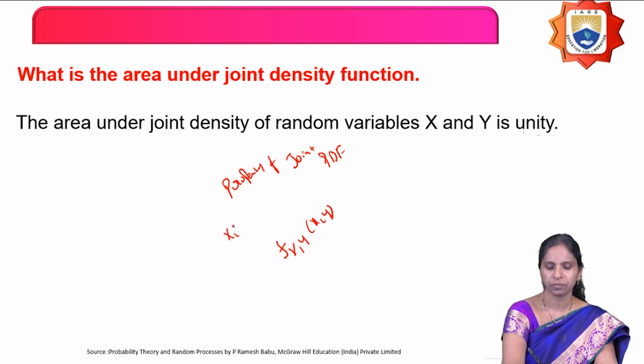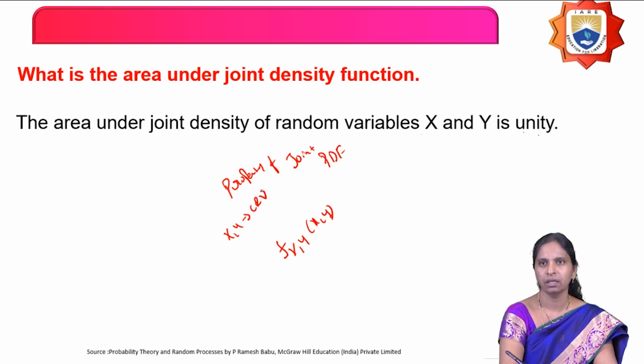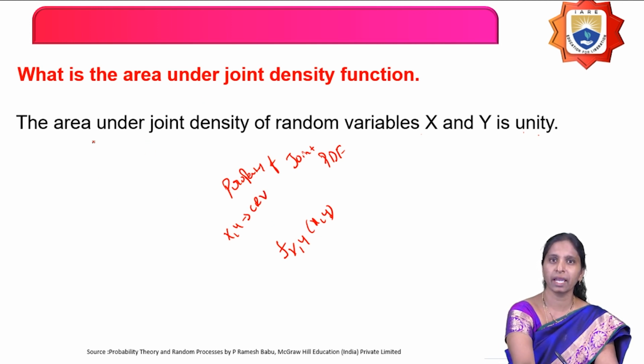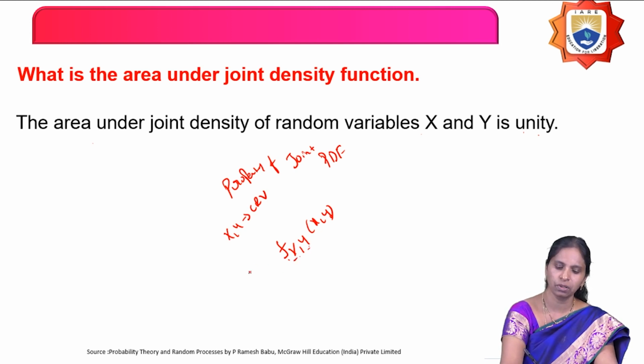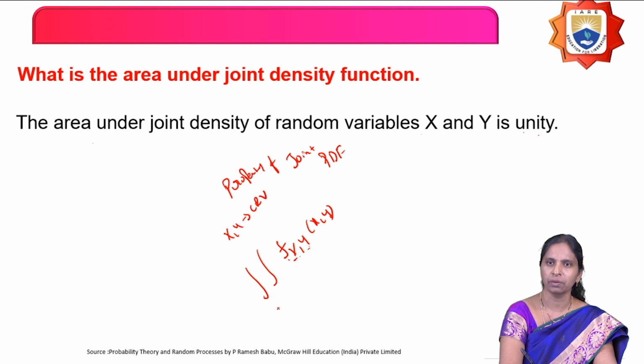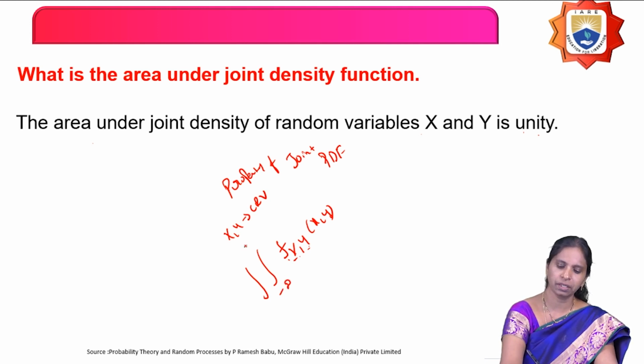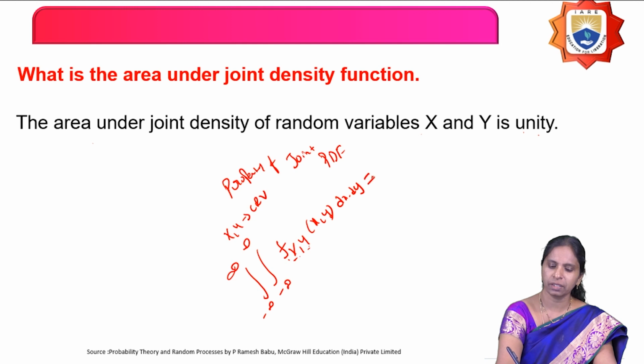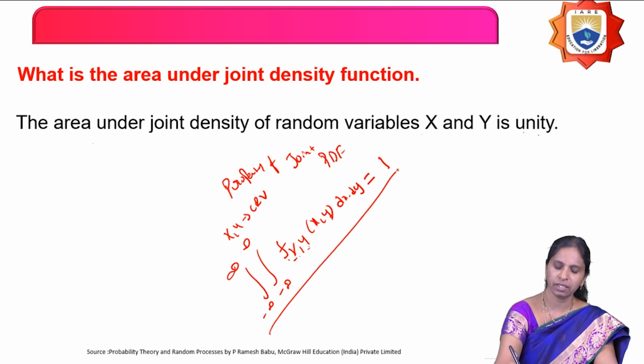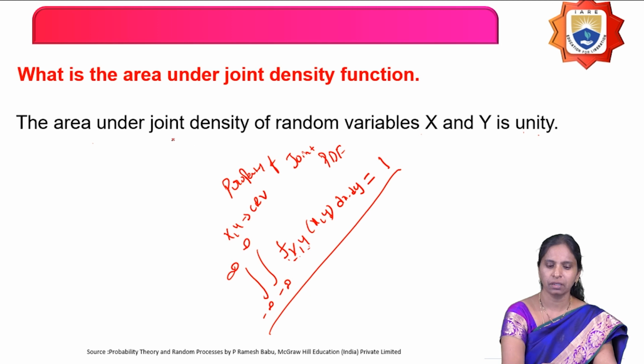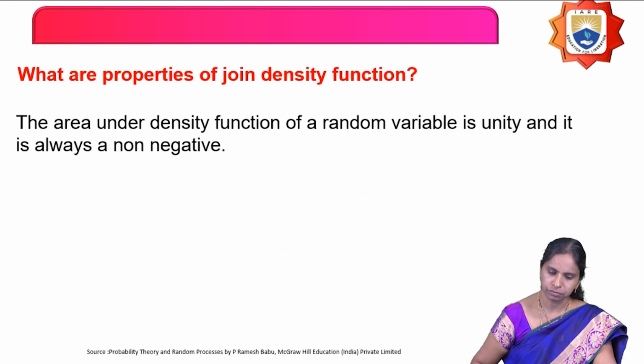If you consider X and Y to be continuous random variables, how do you calculate the area of this joint probability density function? How many random variables do you have? Two random variables. Therefore, we have to take the double integration. To calculate the area, you integrate the joint probability density function with respect to the two random variables, X and Y, and that value equals 1. Then only you can say it is a valid joint density function.